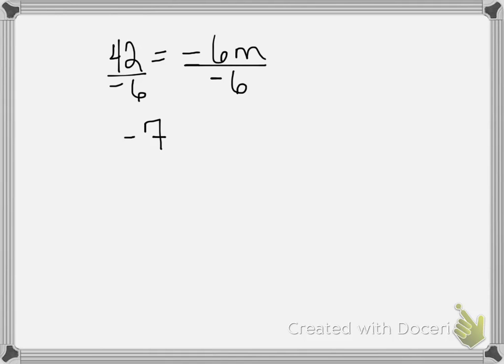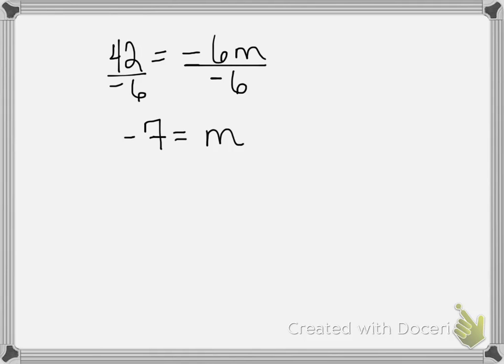Now let's look at one that is multiplication, that instead of using multiplication, we're going to instead have to use division. So if I have 42 equals -6 times m. We know the inverse of multiplication is division. So in order to get rid of this -6 that's here in front of the m, I'm going to divide by -6. So 42 divided by -6 is -7. So m is equal to -7.